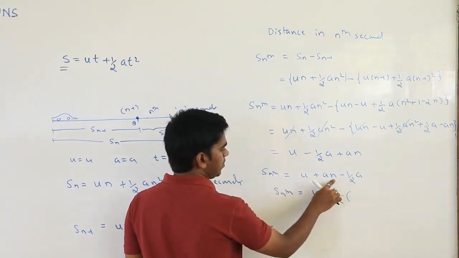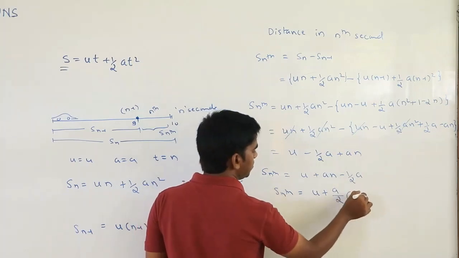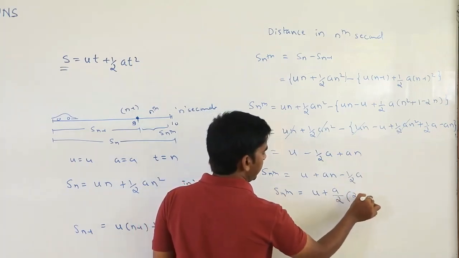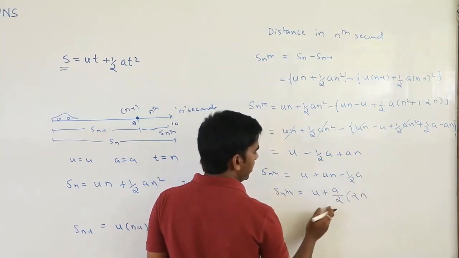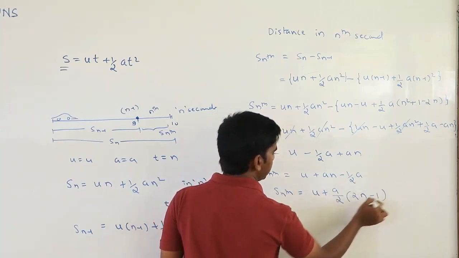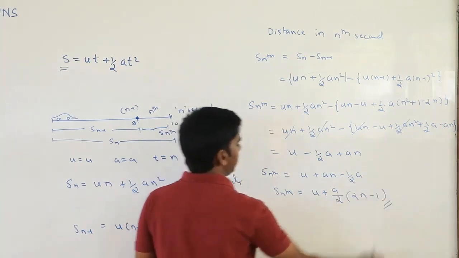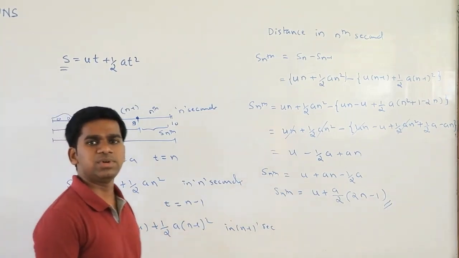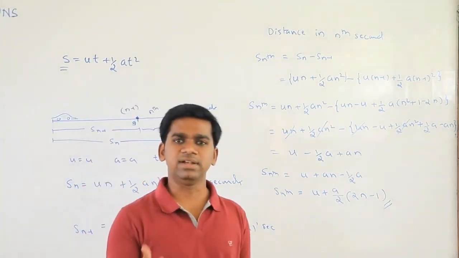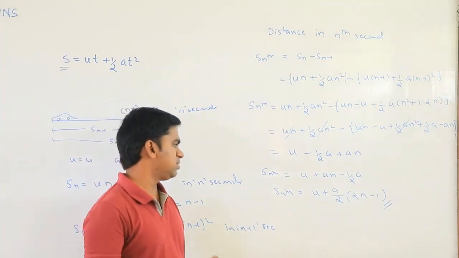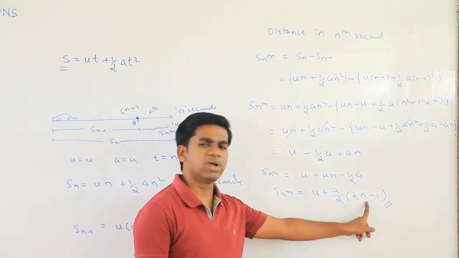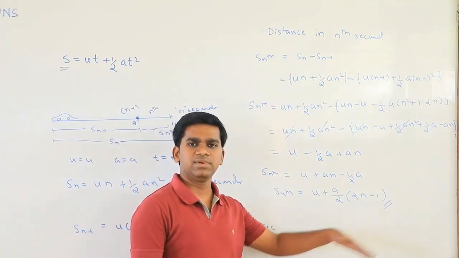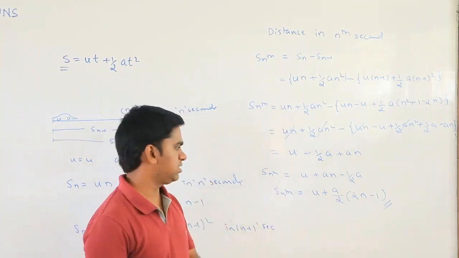Here divided by 2 is not there, so you have to multiply by 2. So write n as it is. A by 2 you have taken outside, means what is left is 1. Okay, so this is the formula of distance travelled in n seconds. Suppose if they ask what is the distance travelled in 100 seconds, your work is just to substitute n equals to 100. If they ask for the distance travelled in 20 seconds, just substitute 20.